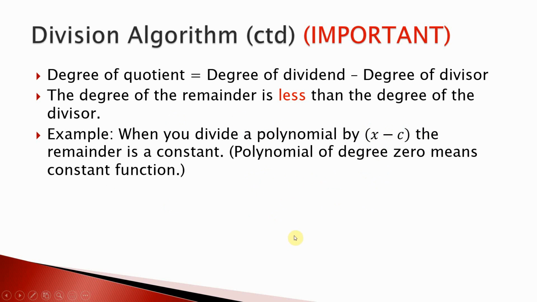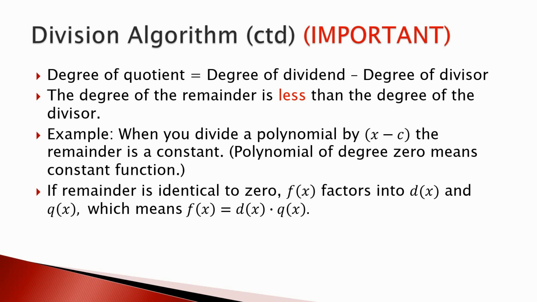So if the remainder is identical to 0, f of x factors into d of x and q of x. If the remainder is 0, that means these are factors of f of x, so the divisor factors f of x. And sometimes the quotient and the divisor may be further factorizable.